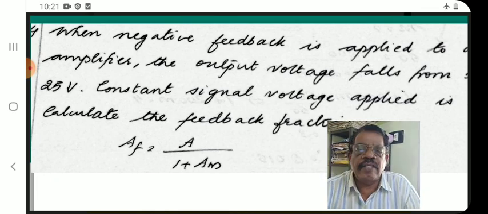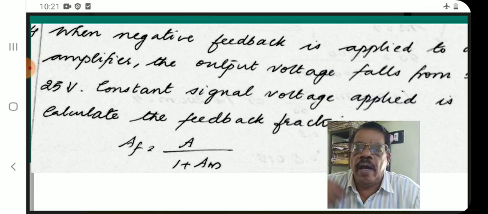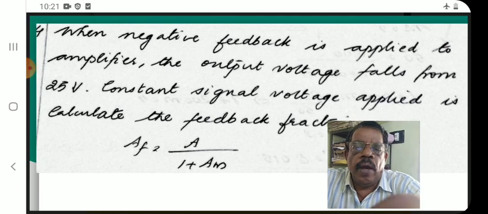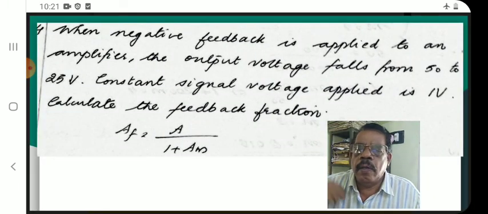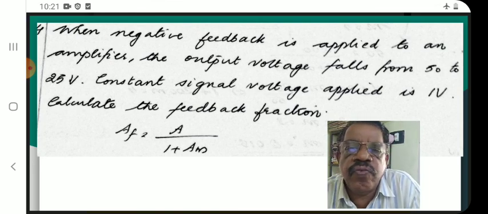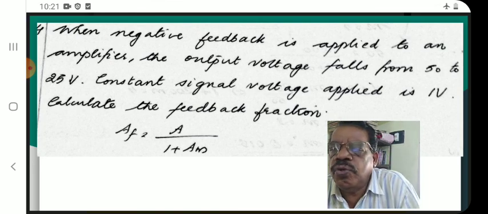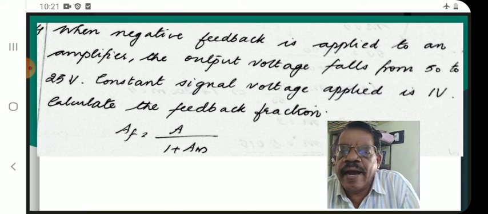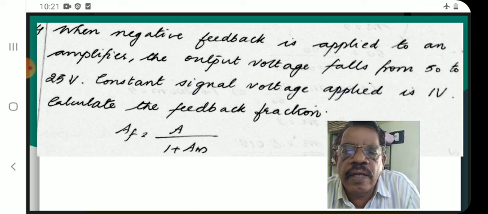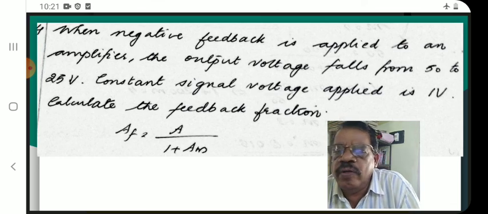When negative feedback is applied to an amplifier, the input voltage falls from 50 to 25. The constant signal voltage applied is 1 volt.